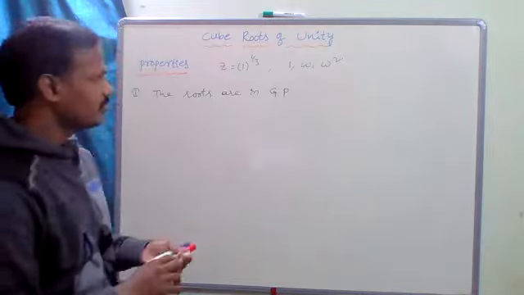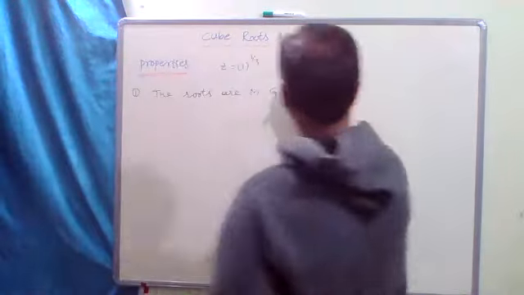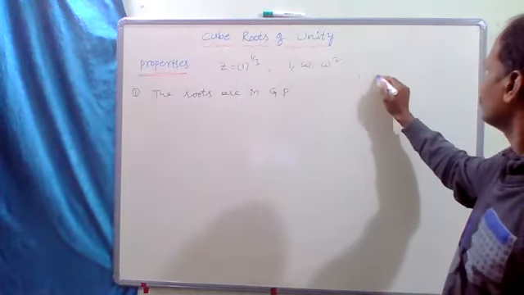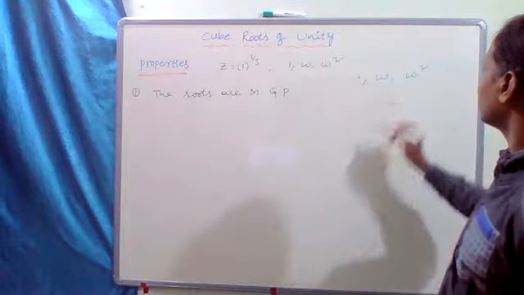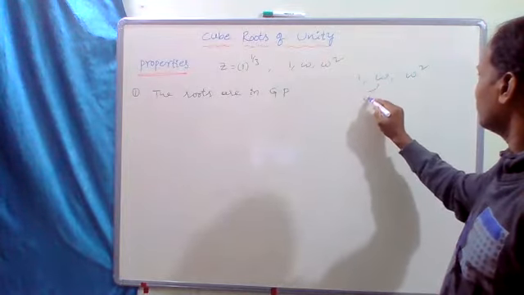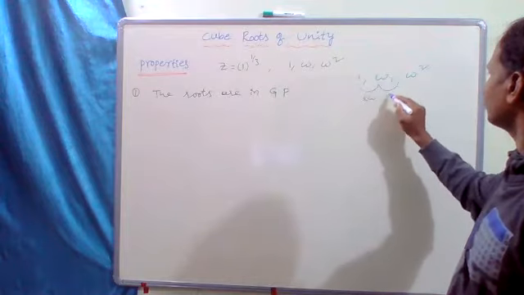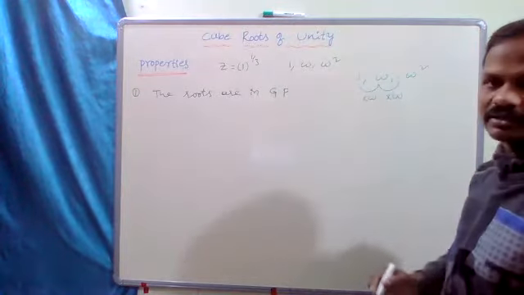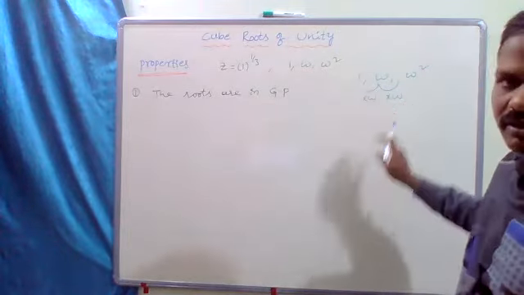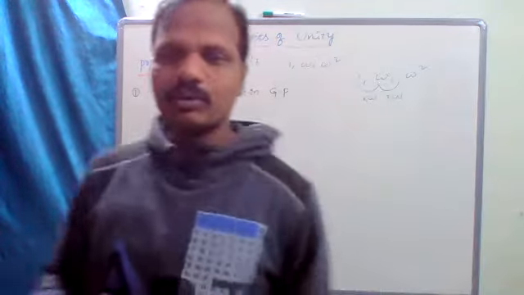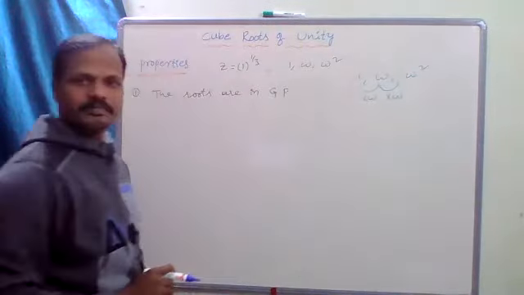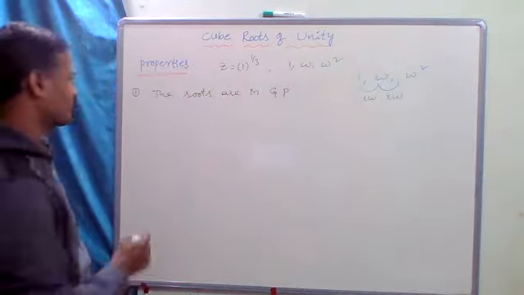Observe the roots 1, omega, omega square. If you multiply 1 with omega, you will get omega. If you multiply this with omega again, you will get omega square. So that means these are in GP with common ratio omega. Okay, it is clear. Fine.